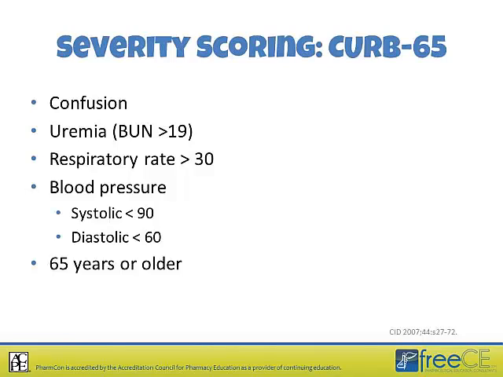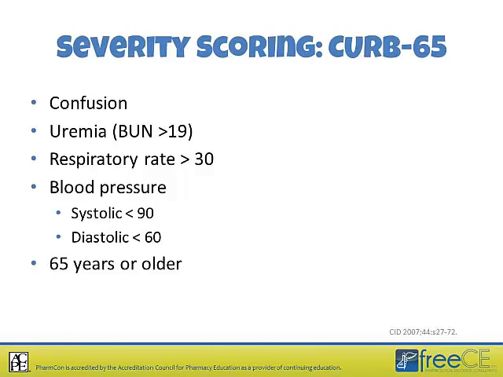CURB-65 I can remember. So CURB is an acronym, of course. C stands for confusion, U stands for uremia, and specifically it's a blood urea nitrogen greater than 19. R is respiratory rate greater than 30. B is blood pressure. It's a systolic blood pressure less than 90 or a diastolic less than 60. So we're looking for relative hypotension. And then 65. If you're 65 years of age or older, that gets you a point too. So each of these things that are present get the patient 1 point.